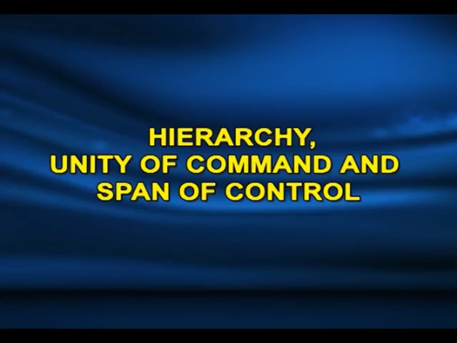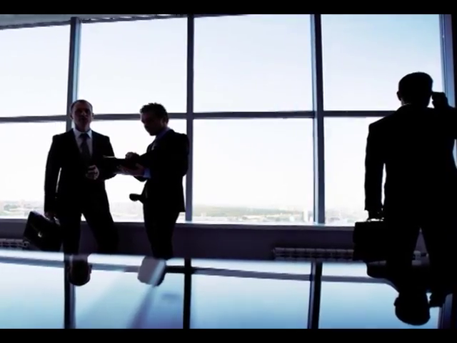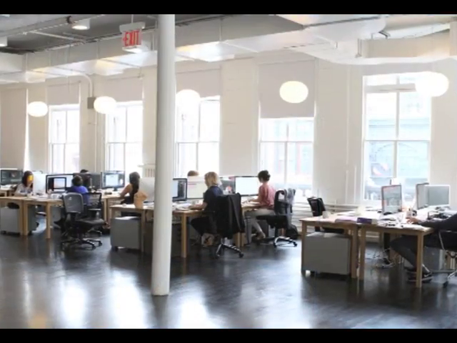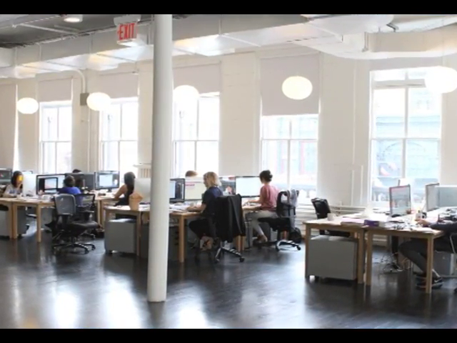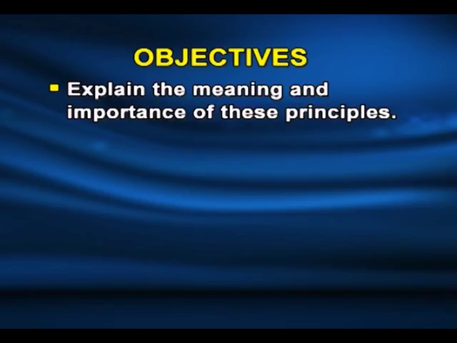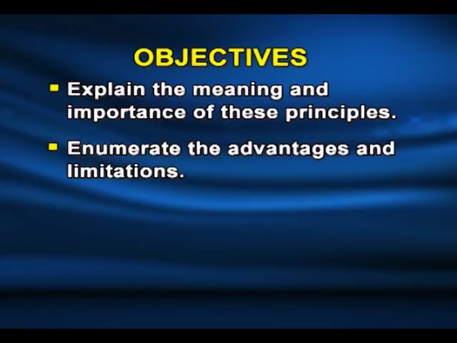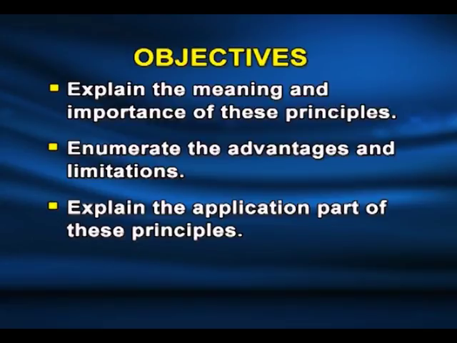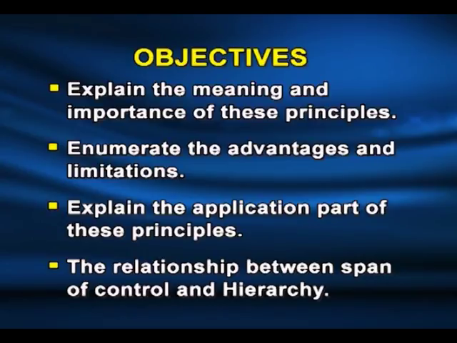Today we are going to learn three principles of organization, that is hierarchy, unity of command and span of control, as these constitute the key concepts to understand the process of work in an organization. Now coming to the objectives: explain the meaning and importance of these principles, enumerate the advantages and limitations, explain the application part of these principles and the relationship between span of control and hierarchy.